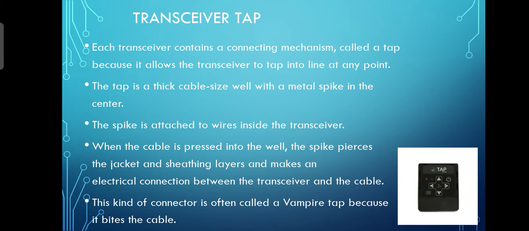Transceiver tap. Each transceiver contains a connecting mechanism called a tap because it allows the transceiver to tap into the line at any point. The tap is a thick-cable-sized well with a metal spike in the center. The spike is attached to wires inside the transceiver. When the cable is pressed into the well, the spike pierces the jacket and shielding layers and makes an electrical connection between the transceiver and the cable. This kind of connector is often called a vampire tap because it bites the cable. It's like a vampire bite.